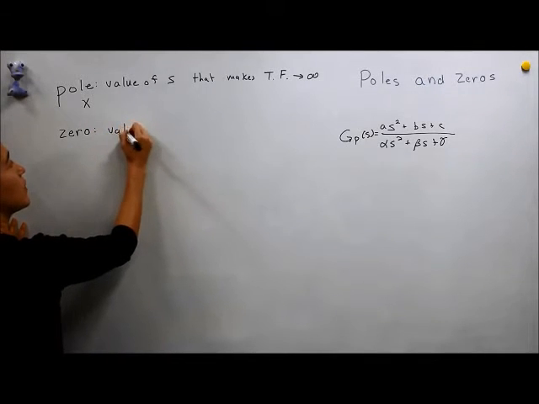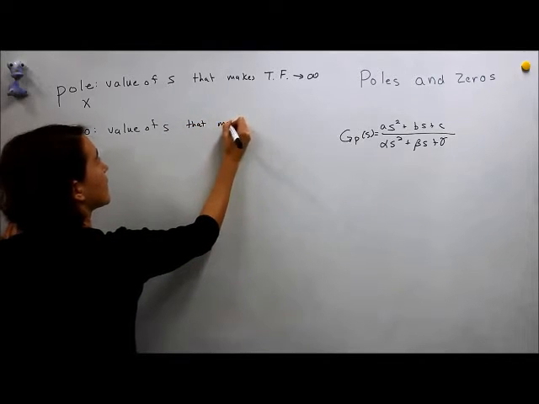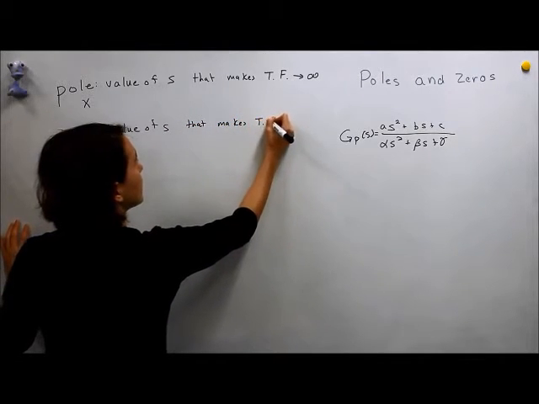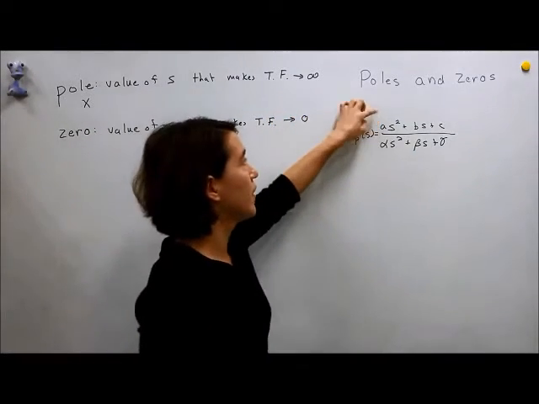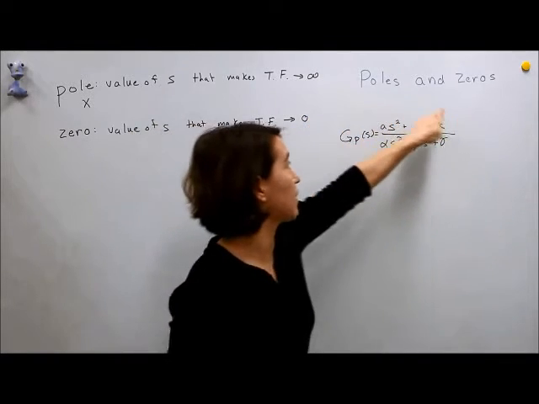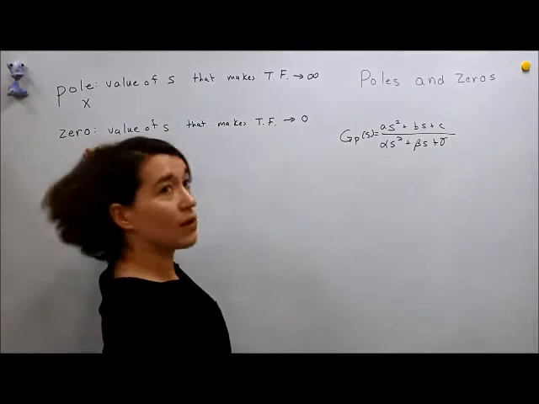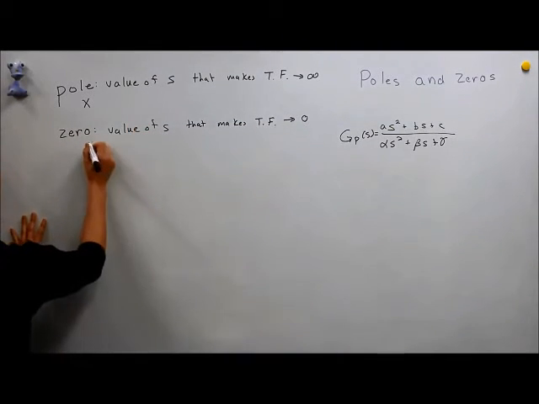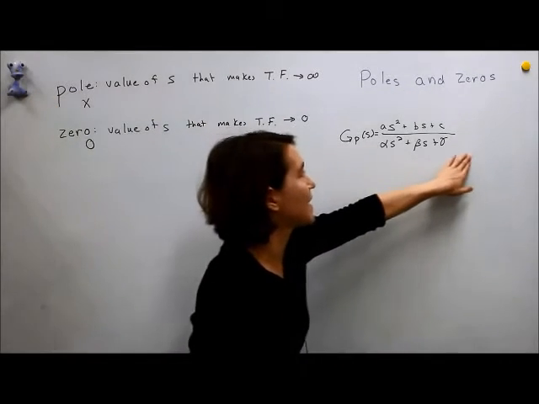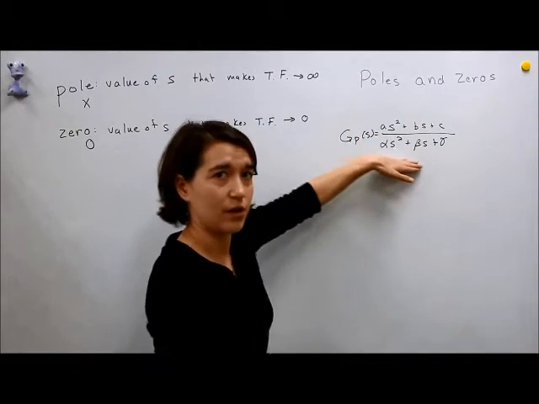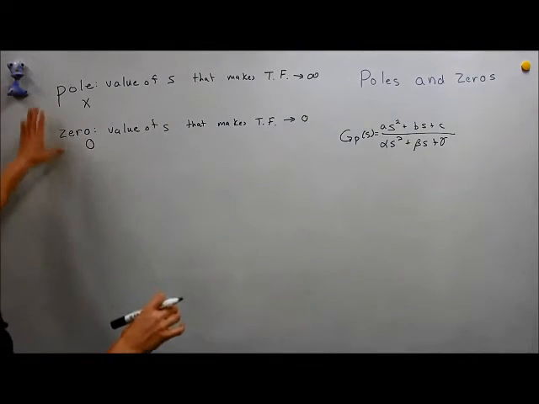And then the zeros are essentially the opposite. It is the value of s that makes the transfer function go to 0. So essentially it's going to be the roots of the numerator here. So the value of s that makes this become 0, that's the zero. And we denote that as a circle. And then the poles are the values of s that make this expression, the denominator, 0. So these are the definitions.